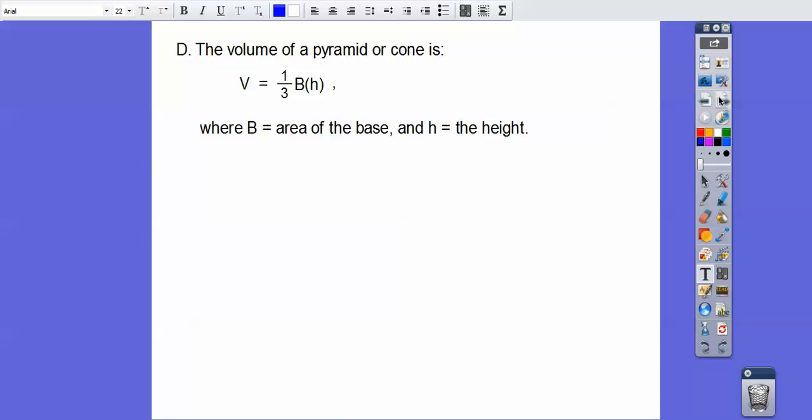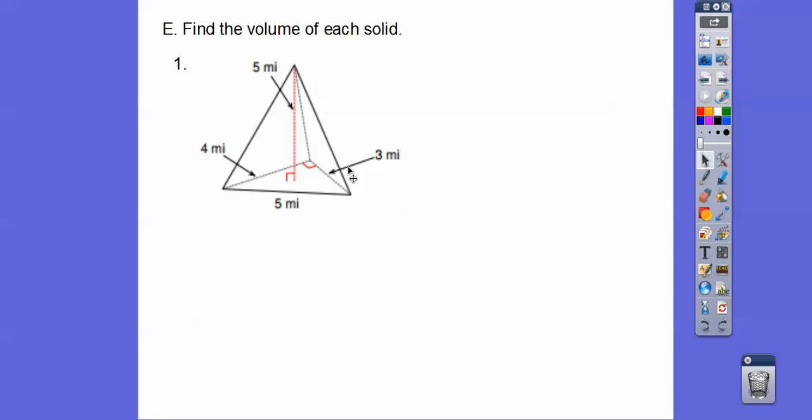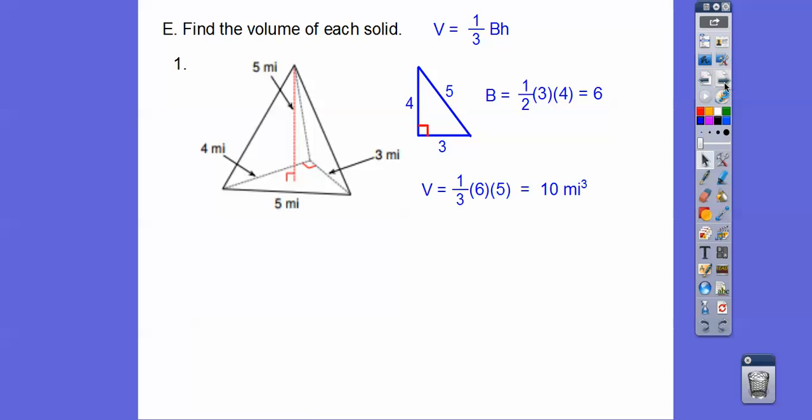All right, so here we go. The volume of a pyramid or a cone, you guys, is 1/3 base times height, where B is the base and the height is still the height. Okay, so let's find the volume. So let's get the base first. The base is this little triangle right here, the 3, 4, 5 triangle. So the base is 1/2 base times height, so I get 6. So now it's 1/3 of 6 times the height, which is 15. So I get 10. 10 miles cubed.